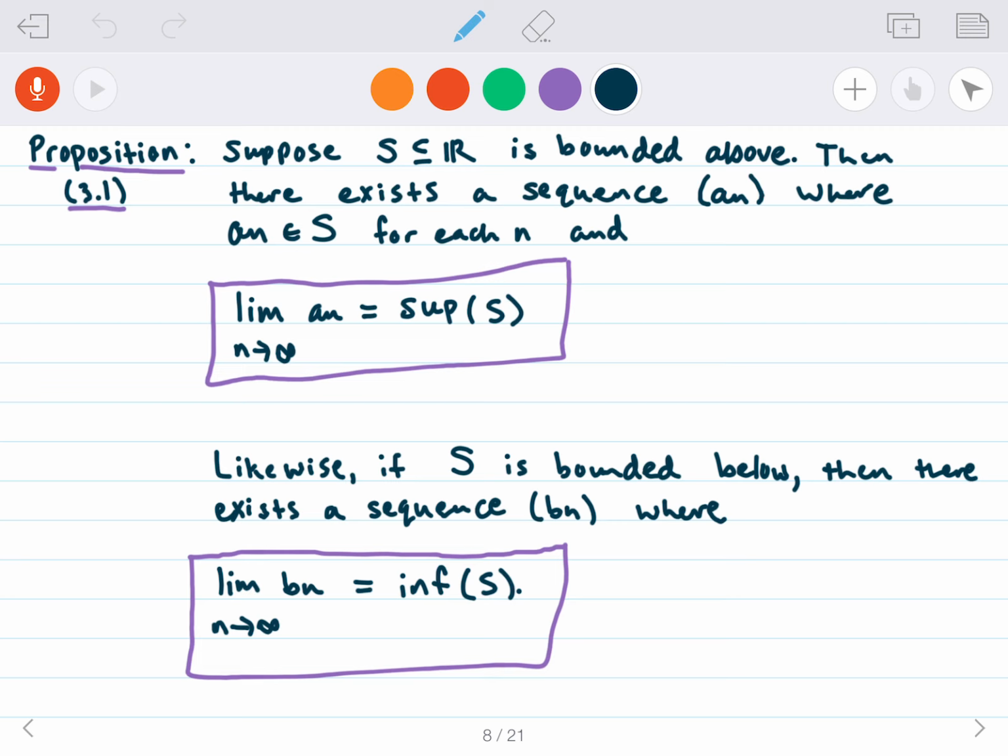Okay, so let's take a look at our next proposition that I'm calling proposition 3.1. Suppose we have a set in the real numbers that's bounded above. Then there always exists some sequence where each term in the sequence is in our set, and that when we take the limit as n goes to infinity of a sub n, we get the supremum of the set. And we have an analogous statement for the infimum. So we're going to go ahead and prove the supremum case, and you should try and prove the infimum case on your own. But let's go ahead and do this.